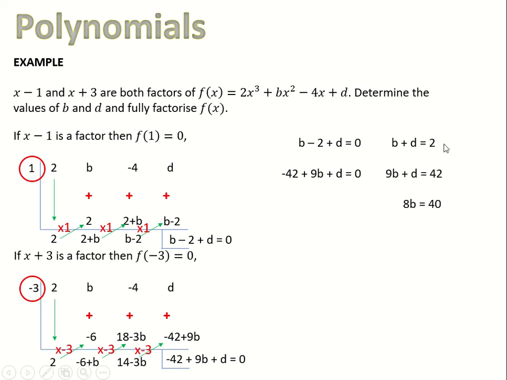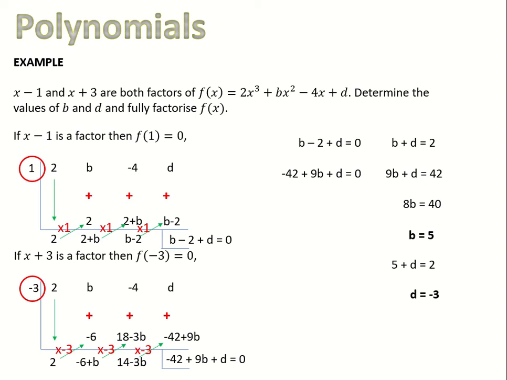So just simplify them a little bit. I've added 2 to both sides here to get b plus d equals 2. And then I've added 42 to both sides here to get 9b plus d equals 42. Because we've got a d in both of these, I can just do one taken away from the other. So I've done the top one taken away from the bottom one. So 9b take away b leaves me with 8b. D take away d leaves me with no d's. And 42 take away 2 gives me 40, in which case b would equal 5. And then I can use that in either of the equations. Obviously, the first one's easier. So 5 plus d equals 2, in which case d must equal minus 3.